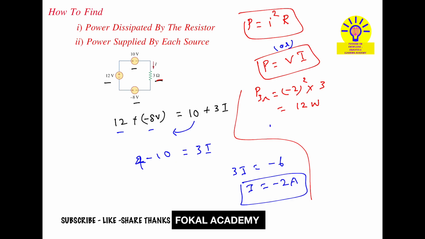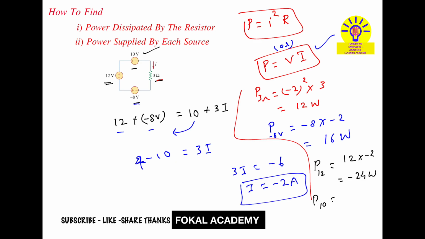Next, power in the minus 8 volts source. Using this formula, voltage is minus 8 and current is minus 2, so that equals 16 watts. Next, power in 12 volts. Voltage is 12 and current is minus 2, so that is minus 24 watts. Next, power in 10 volts. Voltage is 10, current is minus 2, so that is minus 20 watts.